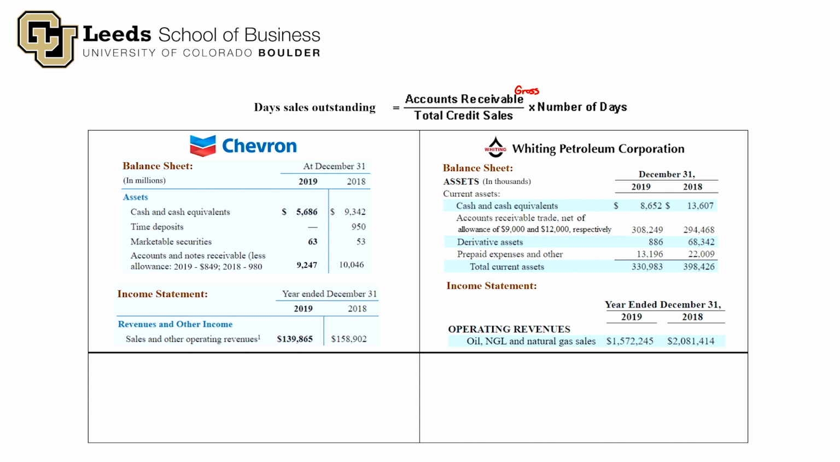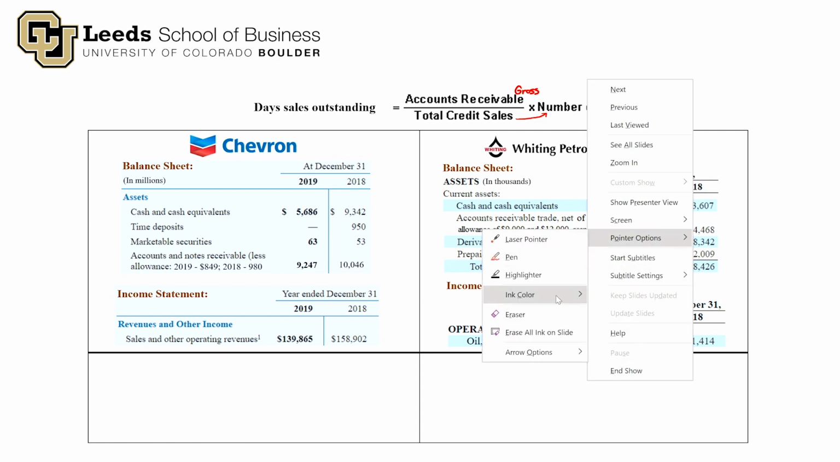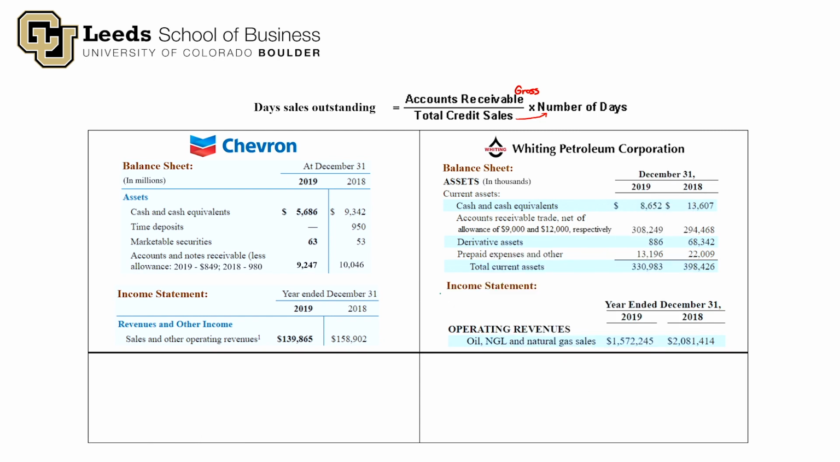Then we'll multiply by the number of days in the period relating to the sales, okay? So however many days of sales you include is the number of days that you include over here. And I'll just show you an example, and that'll help clarify it. So we'll calculate days sales outstanding for two companies, Chevron and Whiting Petroleum.